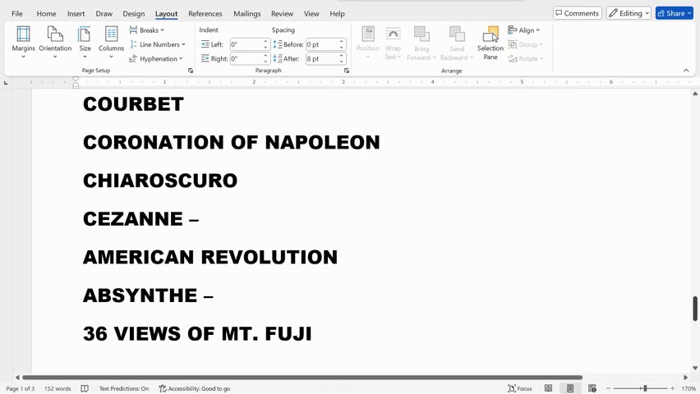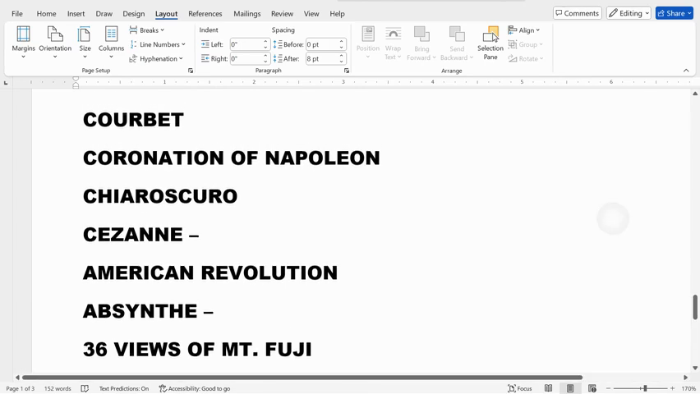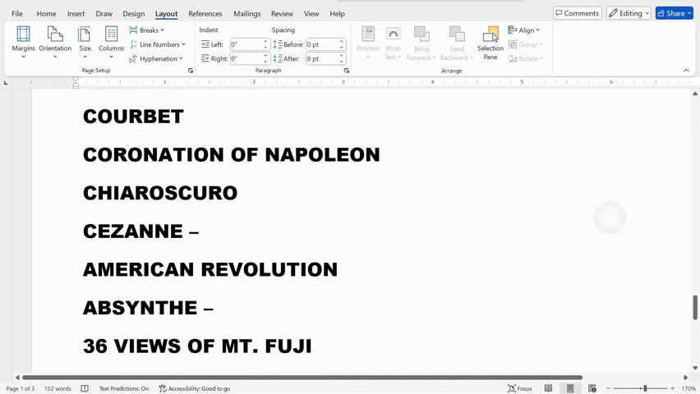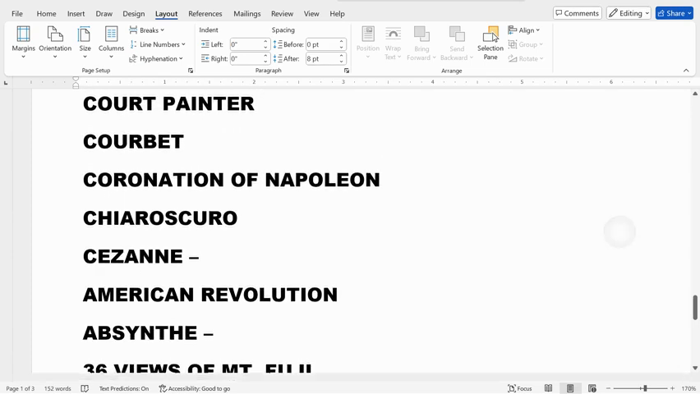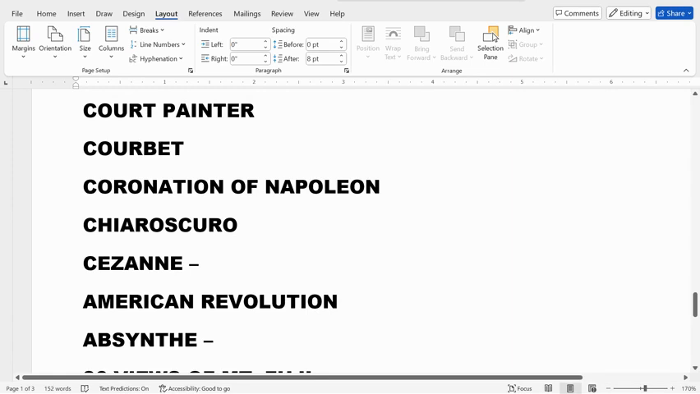Courbet. What I'm looking for here is, what is his art about? What issue is he making art about? The term court painter is on the test. You should know what a court painter is.